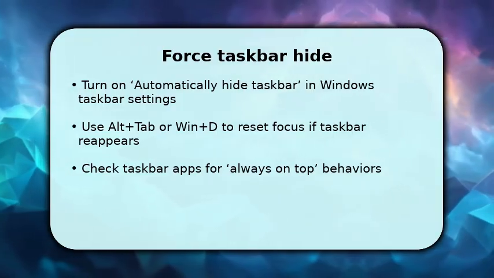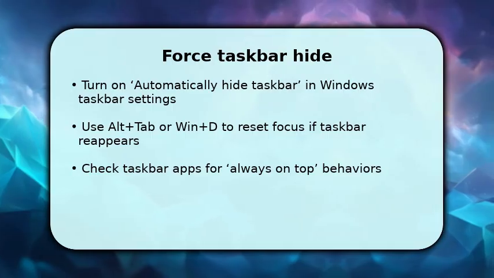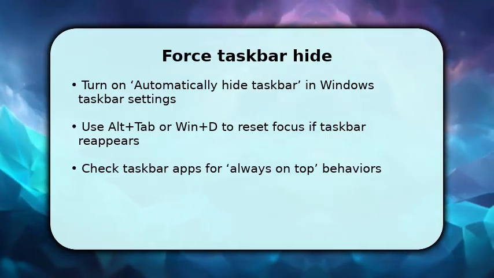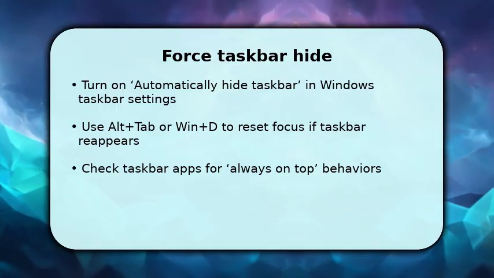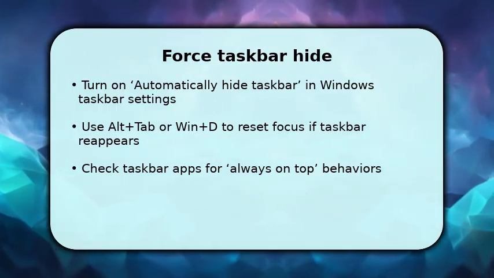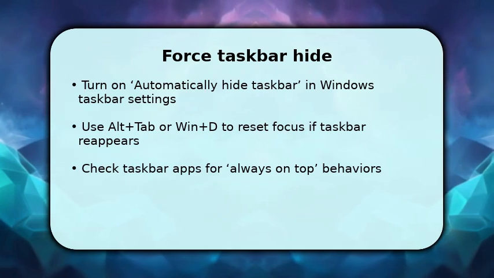Also inspect running apps on the taskbar. Some utilities mark themselves always on top. Close or disable those because they prevent hiding. These steps address focus conflicts and system overrides.